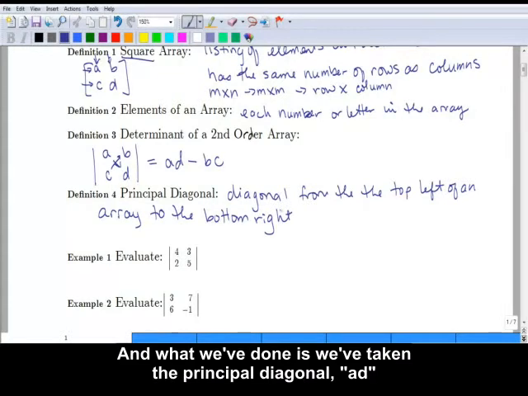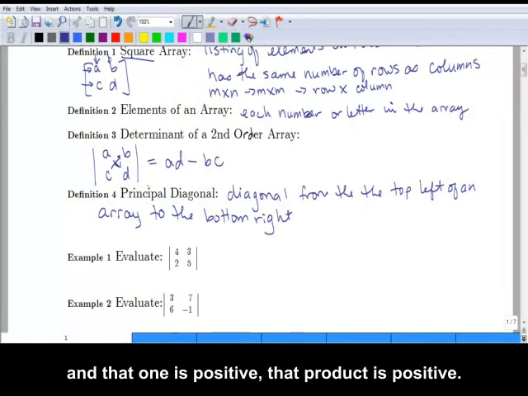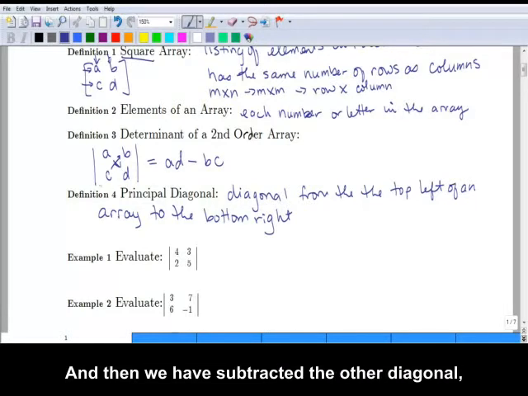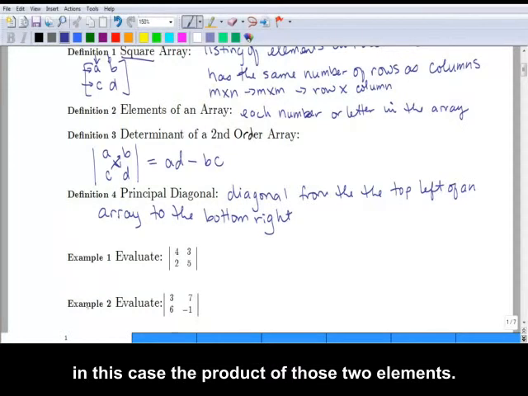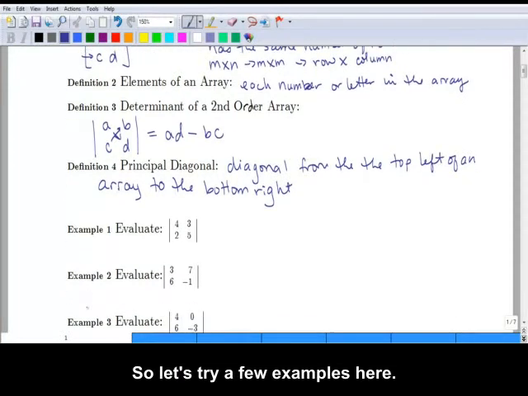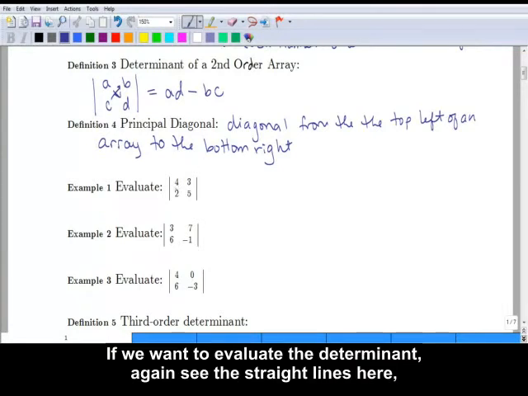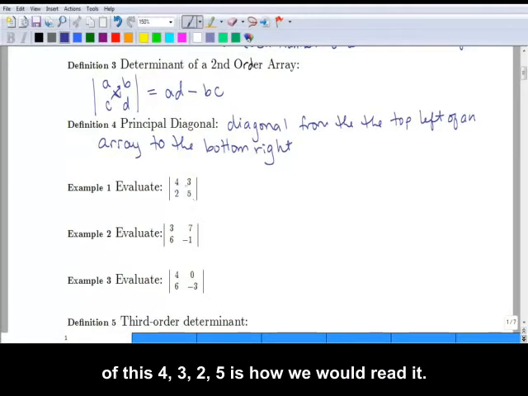And what we've done here is we've taken the principal diagonal AD, and that product is positive, we multiplied the terms there, and then we have subtracted the other diagonal, in this case, the product of those two elements. So let's try a few examples here. If we want to evaluate the determinant, again, see the straight lines here, of this 4, 3, 2, 5 is how we would read it.